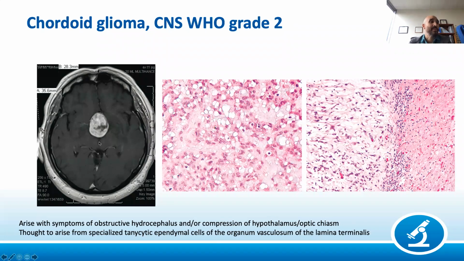And because there's this sort of unique localization pattern, they tend to present with symptoms of obstructive hydrocephalus, compression of the hypothalamus, and optic chiasm. They have this very characteristic chordoid architecture with epithelioid cords of cells immersed in this myxoid matrix. They also tend to be very well demarcated. Here you can see the surrounding brain infused with Rosenthal fibers, sort of characteristic of the brain trying to wall off a disease process.